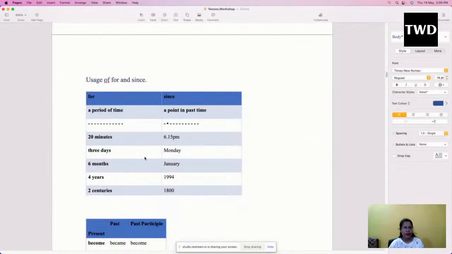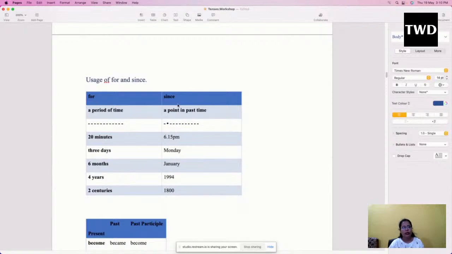If you are showing the duration of time, you are not showing any specific time, in that case you are going to use for. That is, if you are using 20 minutes or 3 days or 6 months or 4 years or 2 centuries, this is the duration, the period of time which you are showing. You are not showing the exact time, and that is when we will use for, right? Then since.